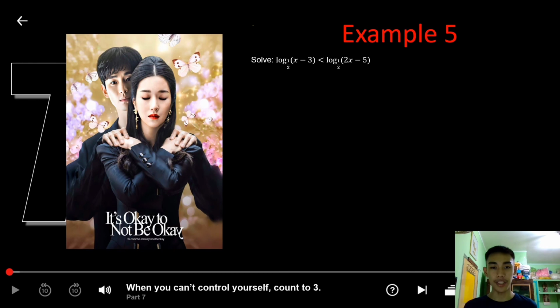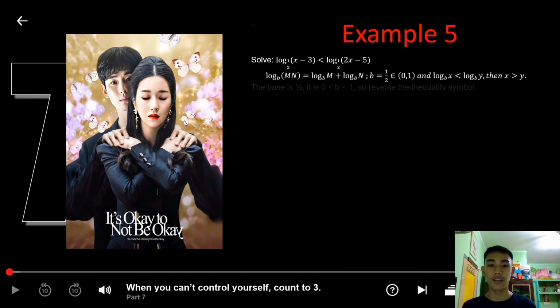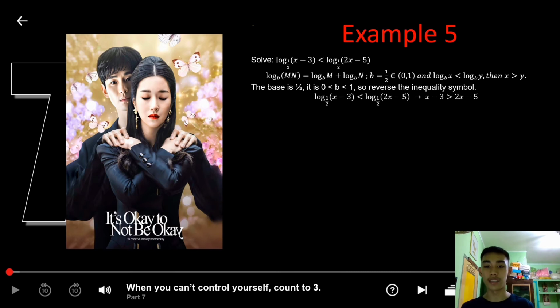Example 5. We need to solve for the logarithm of x minus 3 to the base of 1/2 is less than the logarithm of 2x minus 5 to the base of 1/2. So the base is 1/2, and if you can recall, if the base is between 0 and 1, we need to reverse the inequality symbol. So it is x minus 3 is greater than 2x minus 5. We cancel the logarithm because they have the same base.